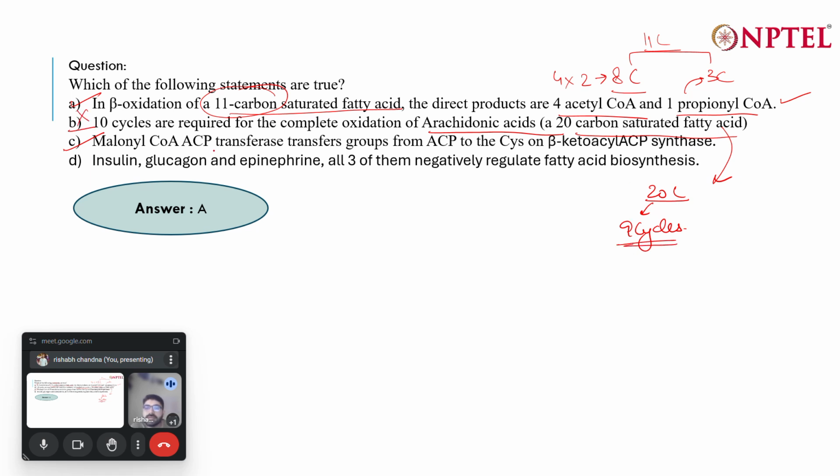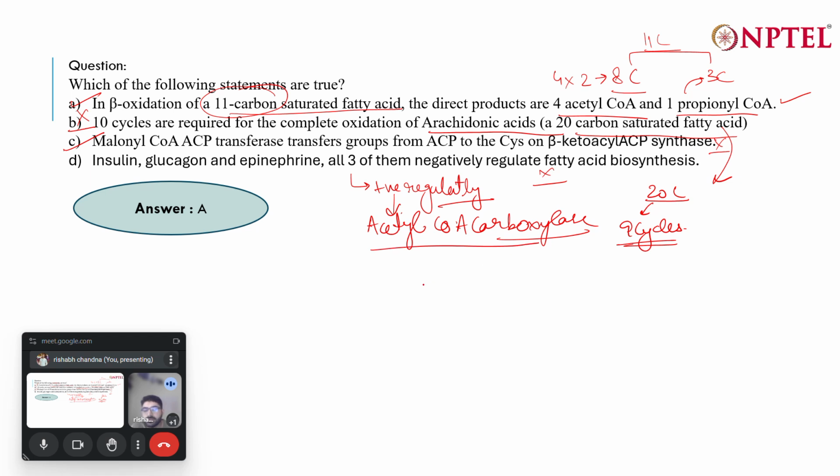Then: malonyl coenzyme A ACP transferase transfers the group from ACP to the cysteine of the beta ketoacyl ACP synthase. No, this is false. Insulin, glucagon, and epinephrine, all three of them negatively regulate fatty acid biosynthesis. No, they actually positively regulate biosynthesis by activating the enzyme acetyl coenzyme A carboxylase. So this option is also false. So the correct answer is option A only.